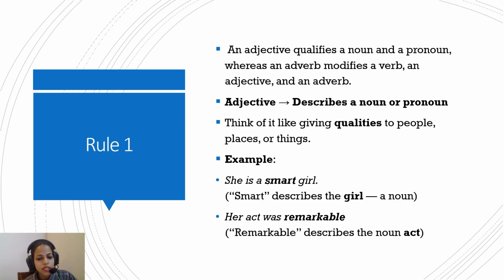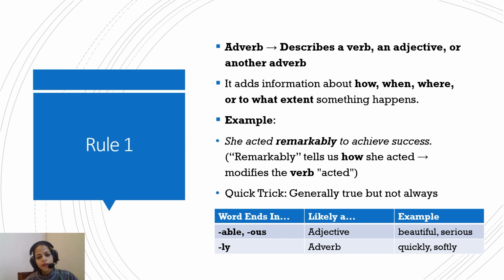So, for example, she is a smart girl. Here, smart describes the noun girl. So, smart is an adjective. Her act was remarkable. So, the word remarkable describes the noun act. So, these are adjectives. Now, what is an adverb then? An adverb describes a verb, an adjective, or another adverb. It adds information about how, when, where, and to what extent, like we saw right now. So, she acted remarkably to achieve success. Here, remarkably is telling you how she acted. I mean, the action is being modified by the word remarkably.